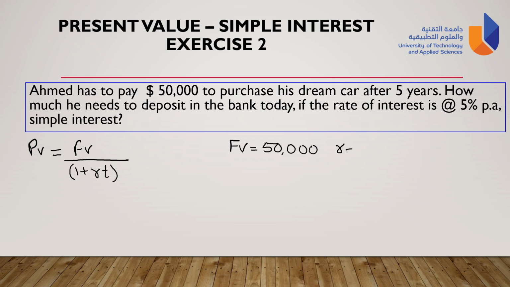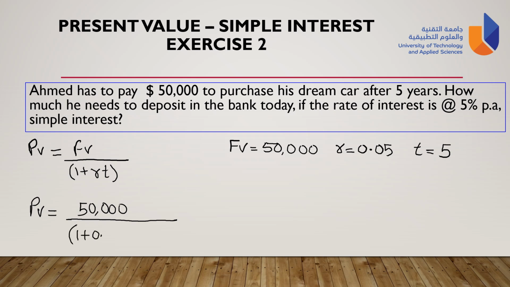He is depositing this in the bank. He is getting the interest of 5%. 5% means 0.05. How do we get it? 5 divided by 100. And for how much time is he depositing this money in the bank? It's 5 years. So now we will just write it down in the formula. So my future value is 50,000 divided by 1 plus R. R means rate of interest, 0.05 multiplied by time, that is 5.